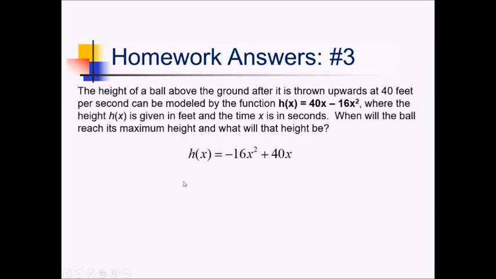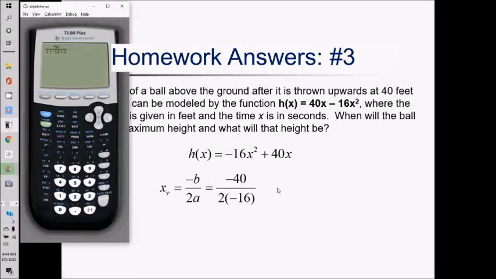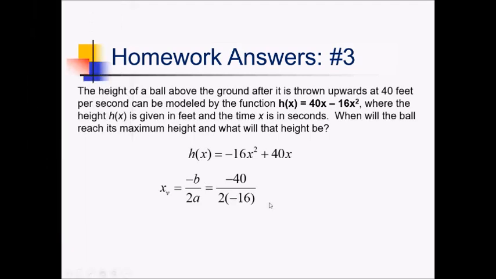Now using negative b over 2a to find the x value of the vertex, let's see what I end up plugging in for those. This is going to be negative b value of 40 over 2 times the a value of negative 16. Let me plug that in the calculator. Using fraction mode, that comes out to 5/4, which if you wanted to, you could turn into a decimal to get 1.25, and that's going to be the time in seconds that the max happens at.